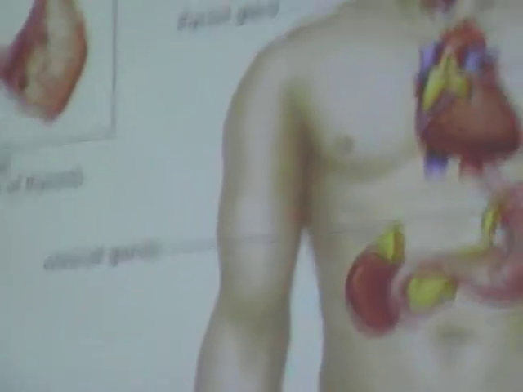Adrenaline. Bro, is it possible someone has too much adrenaline? Like too many adrenal glands? Have you seen Crank? Yeah.